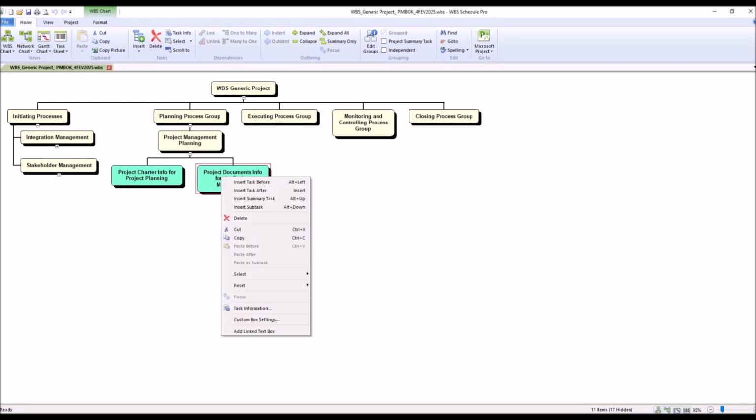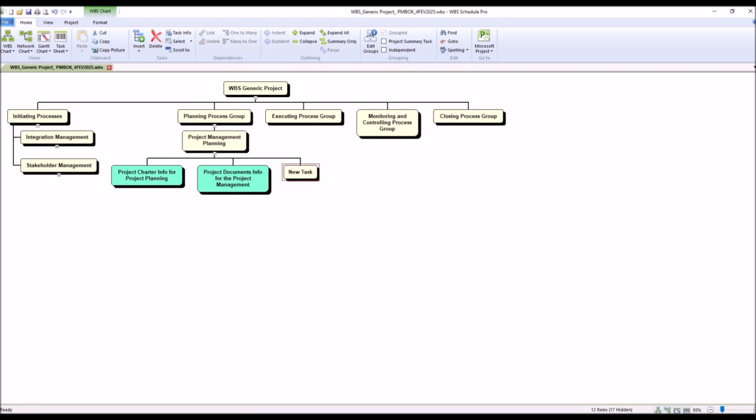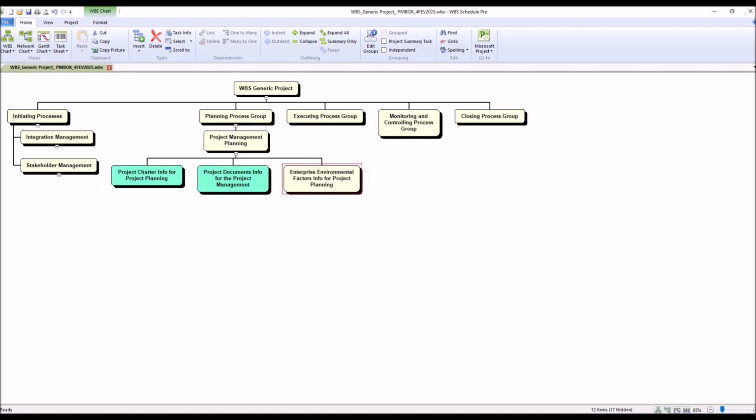The third input to the develop project management plan process is enterprise environmental factors. Enterprise environmental factors are external conditions that influence how a project is planned and executed. They play a crucial role in shaping the project management plan by providing real-world constraints, opportunities, and organizational context. Here's why they're essential.